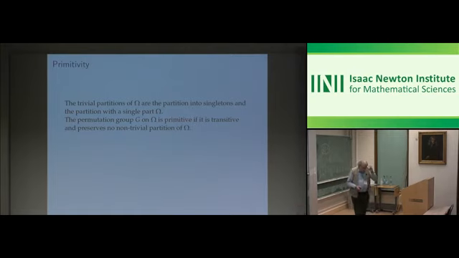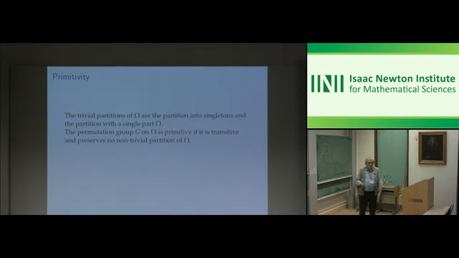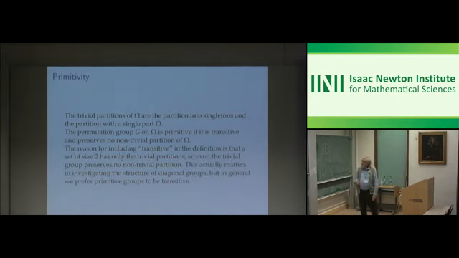When I was a student, my first job was to read Wielandt's book on finite permutation groups. The description is a little bit more complicated in there. This is the simplest way to say what it means for a group to be primitive.